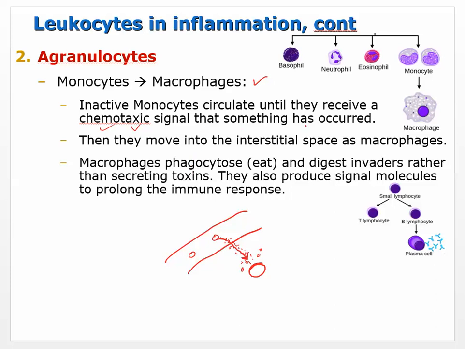Then they move into the interstitial spaces. I'll show a picture of that in a little bit. Macrophages phagocytose, or eat and digest, invaders rather than secreting toxins. They also produce their own signaling molecules to prolong that immune response.